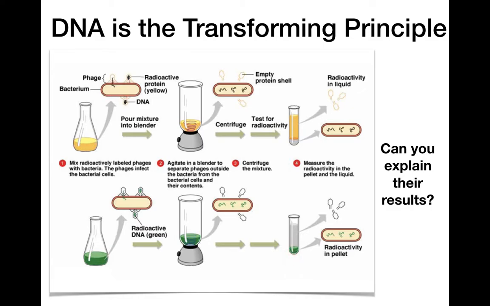We know in this case, they used radioactive phosphorus to label the DNA. So the DNA is what entered the cell and what became radioactive. And here the radioactivity was in the protein part, and that left, and that's in the supernatant. It was in the virus structure itself and not in the DNA.